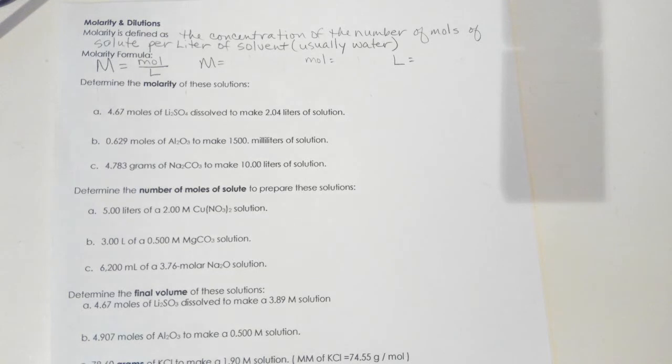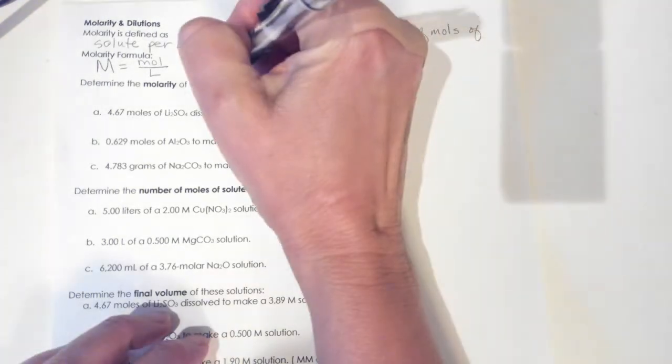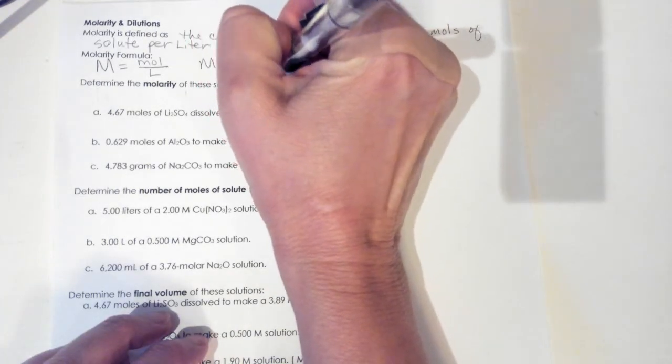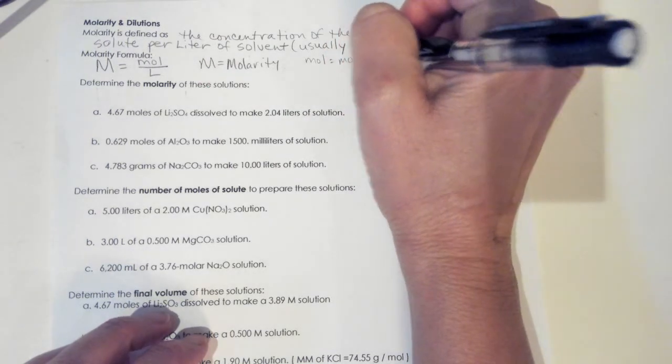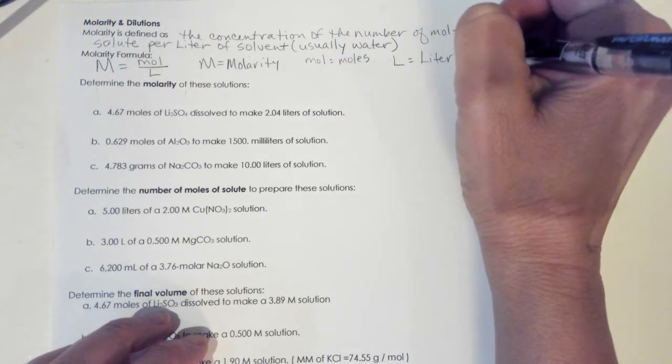Hey guys, so we are going to finish up our packet on molarity and making those calculations. You watched an introductory video where you found the definition: it is the concentration, the number of moles of solute, that's what you put in, per liter of solvent, that's what's doing the dissolving, and usually in this case it's water. Our formula is capital M equals moles over liter, where capital M is molarity, mol is moles, and L is liters.